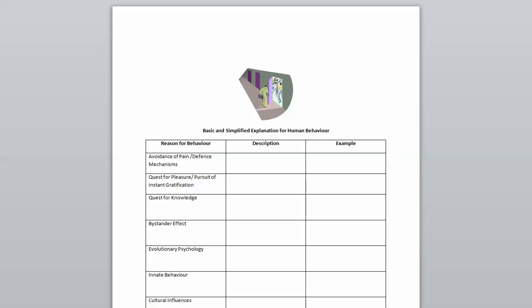Quest for knowledge is the value of the cortex, or what motivates us to crave knowledge. And I guess an example for a quest for knowledge would be students who ask questions all the time, or reading newspapers, researching. Okay.